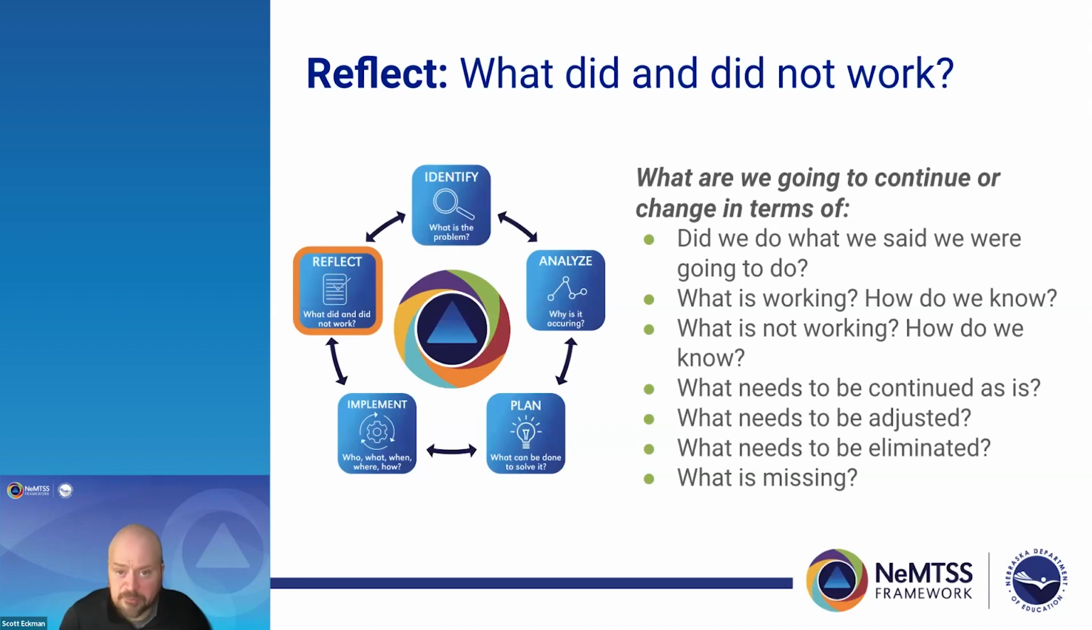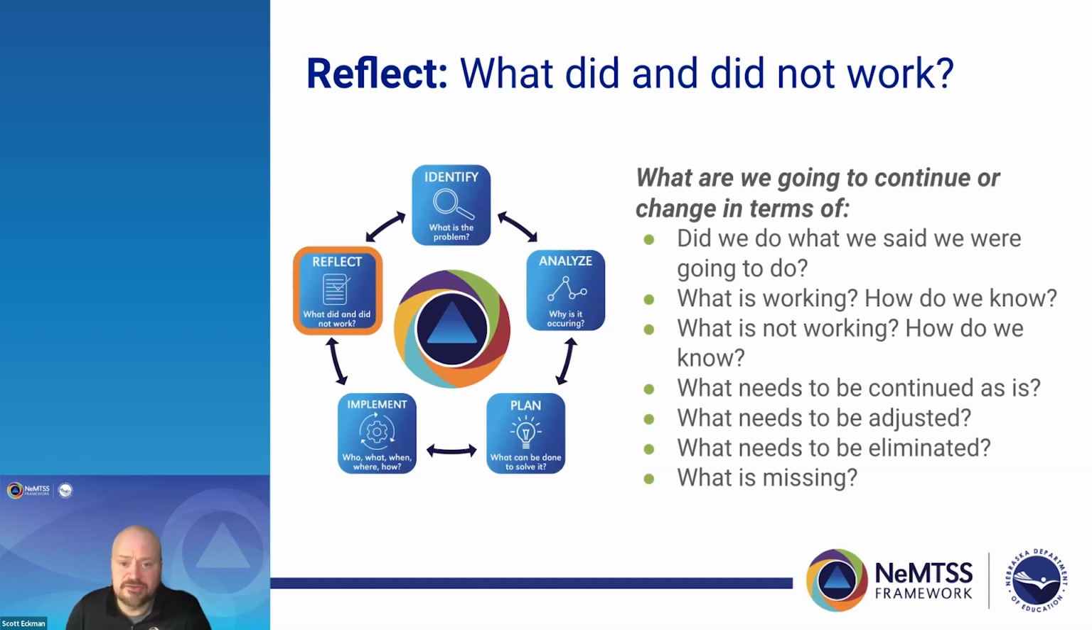The final step of the problem-solving model is reflect, and this is potentially one of the most overlooked steps. During this stage, teams should reflect on what did and did not work. Did we do what we said we were going to do? And what is and what is not working? And what's the data that lets us know that?